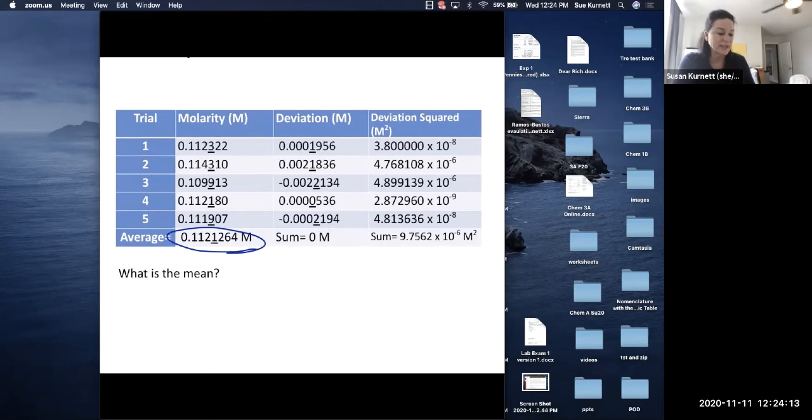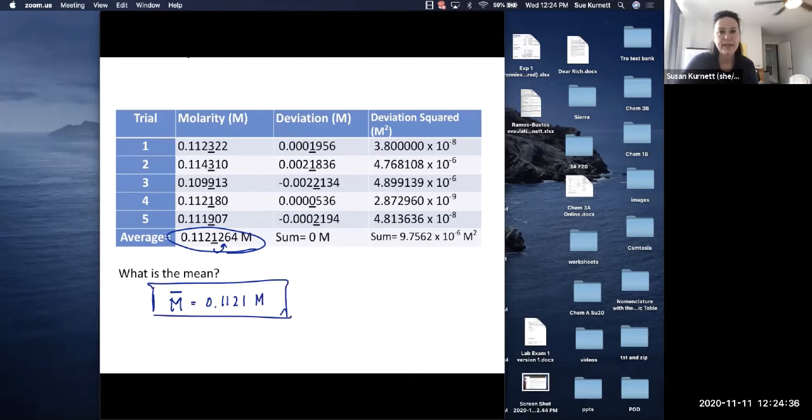But if the question says, what is the mean? I'm going to round to 4 sig figs. And then I'm going to say the mean. So I might say molarity and put a bar over the top to say average equals 0.112. I'm going to leave this as a 1 because it's followed by a 2, which means round to that number, and units. Put a box around it. There's the answer to A.